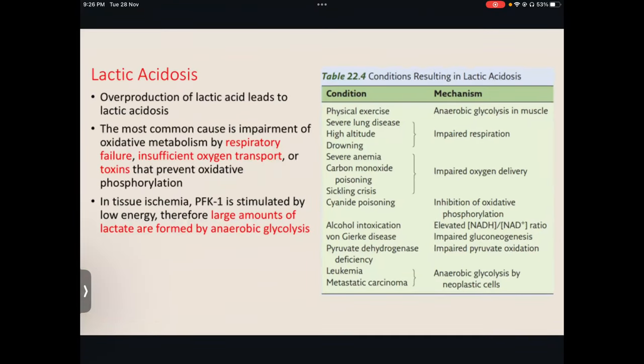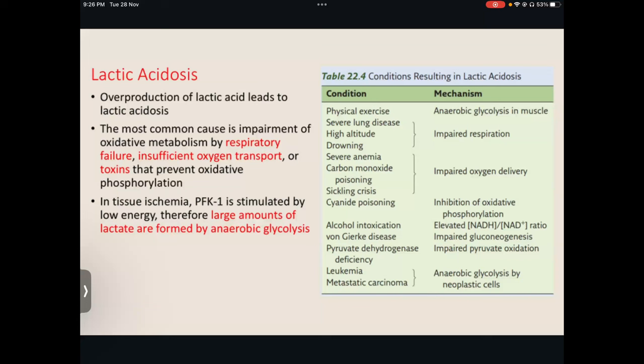So whether there's respiratory failure and you don't have enough oxygen, whether there's insufficient oxygen transport via red blood cells, or there's a toxin that is inhibiting a part of the oxidative pathways, all of these things will lead to too much lactic acid being produced because there's no other path for pyruvate to take. It ends up making lactate, and this will lead to lactic acidosis.